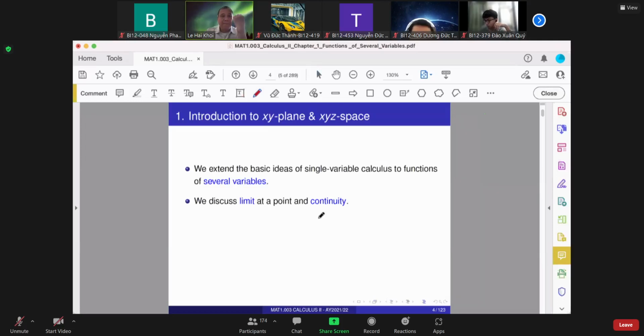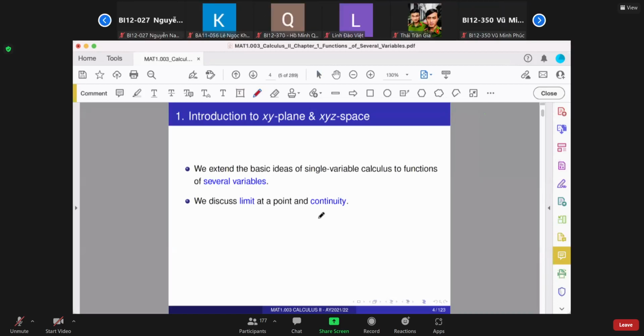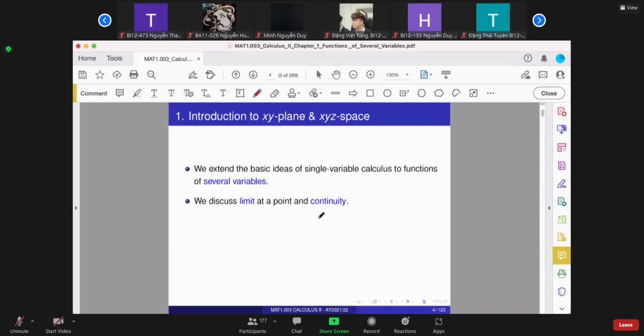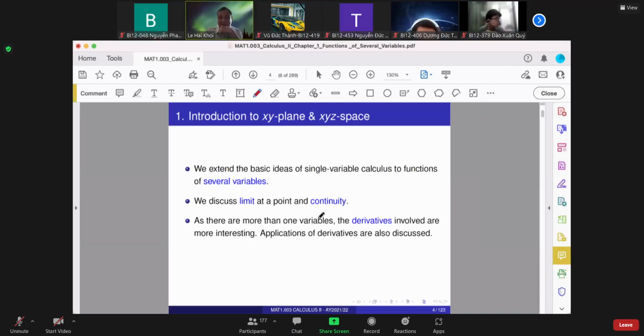And as usual, after studying what the functions are, we should discuss the limit at a point and then the continuity. After continuity, you should study the derivative and its application. And after derivative, you study integrals, but integrals involving several variables. So this picture is quite usual for calculus, one variable and several variables as well.